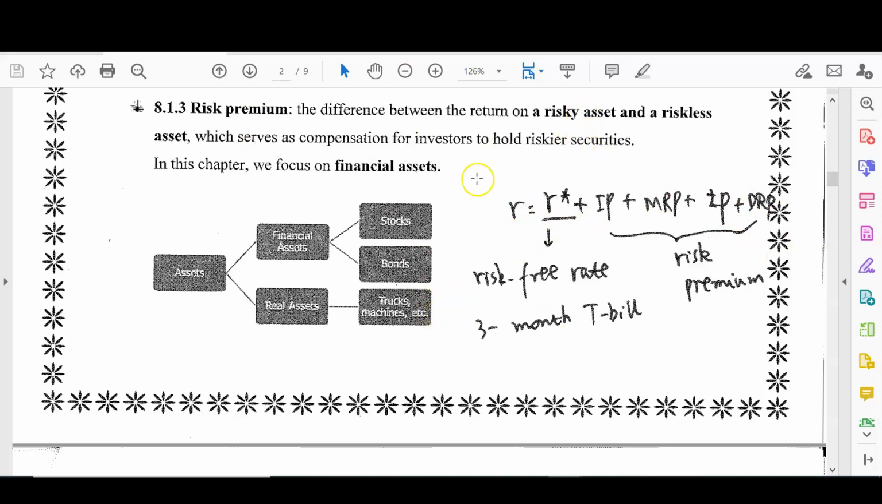Okay, and we're going to apply this type of method to any assets. And here we're going to focus on financial assets.